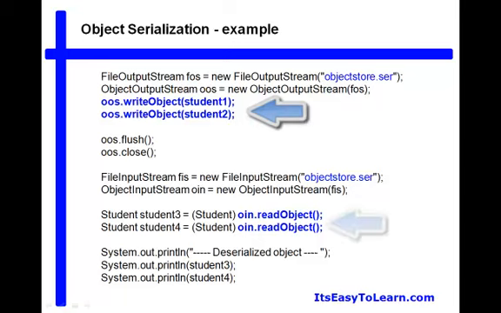Then we open the file using the file input stream, and then we decorate it using the object input stream, and then we can do a readObject to read back the student. Once we're done, we can print the values to see that we have indeed stored and retrieved what we actually had in the first place.